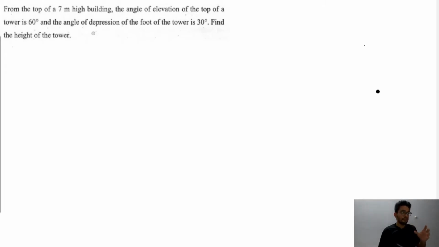So our question is: from the top of a 7-meter high building, the angle of elevation of the top of the tower is 60 degrees and the angle of depression of the foot of the tower is 30 degrees. Find the height of the tower.